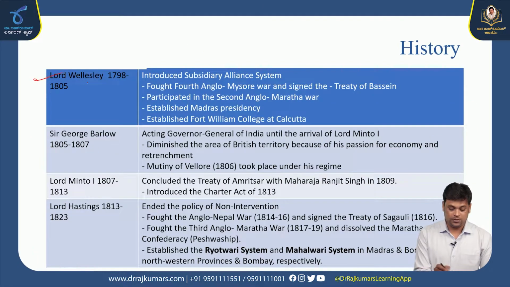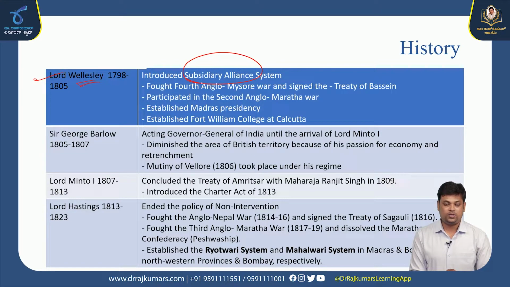Next personality, Lord Wellesley. The subsidiary alliance was introduced by Lord Wellesley, along with the establishment of Fort William College at Calcutta. Fort William College was established to provide training for company employees in studying the Indians. Then the Madras Presidency was established during his time period.